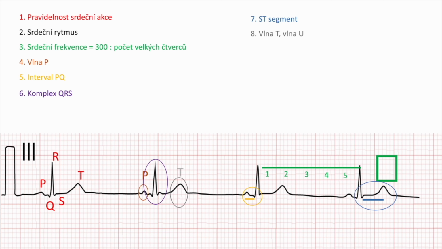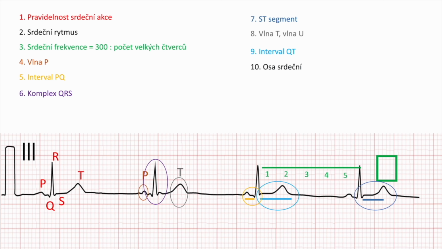Eighth, the T wave. We assess its positivity or negativity, shape and size. Ninth, QT interval. It displays the duration of the electrical activity of the ventricular myocardium from the start of the QRS complex to the end of the T wave.